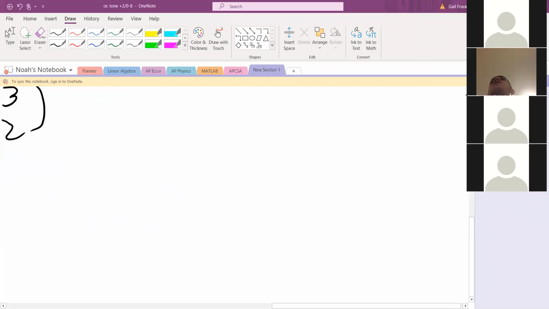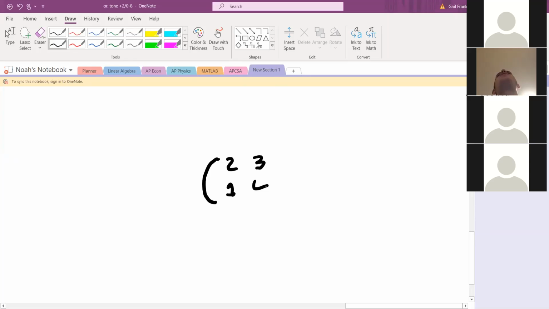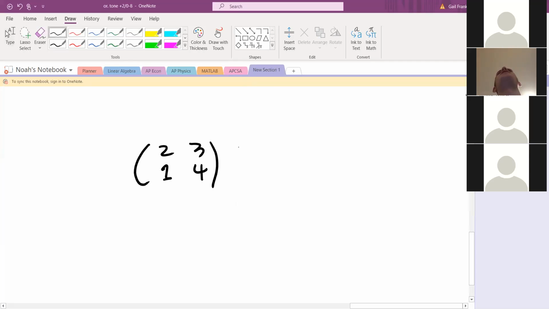So let's say we have this matrix right here. So let's say we want to multiply this matrix 2, 3, 1, 4, and then we want to multiply it by, it's a little thick, 2, 3, 1, 4, and then we're going to multiply by, the product has to be defined, so we're going to multiply by -1, 0, 2, 4, 1, 3.